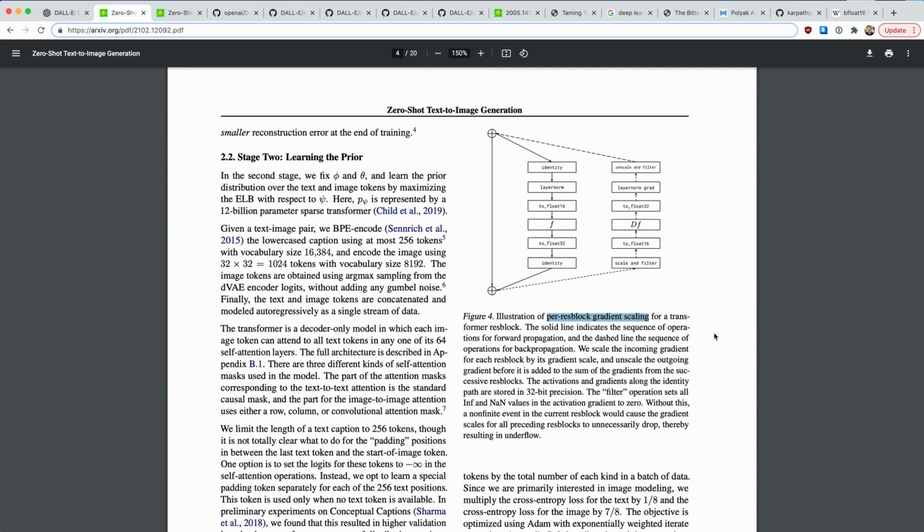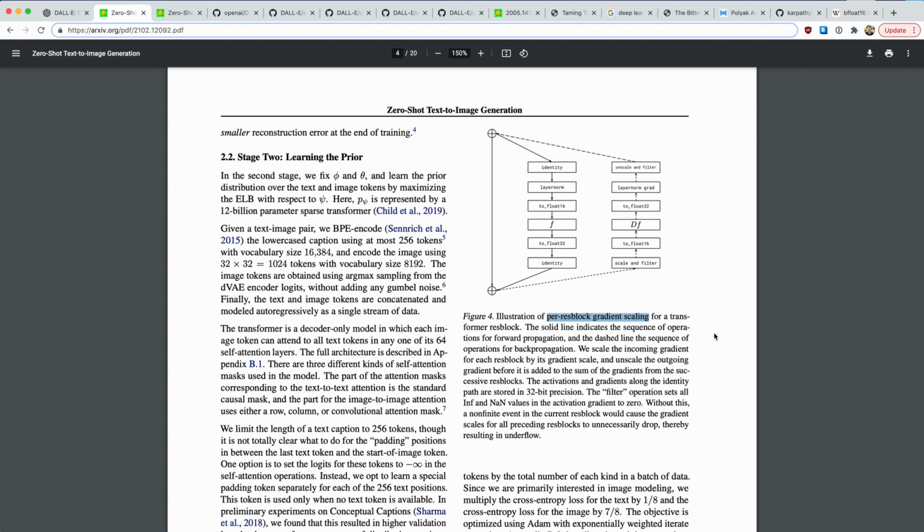Yeah, and the odd thing is it shows up at different scales for different model types. So even CLIP, when it's scaled up past the size that's reported in the paper, also needs per res block gradient scaling, along with other kinds of models that we've tried to train.